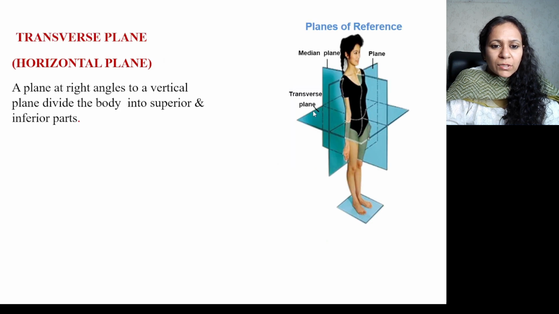Then there is a plane which is known as the transverse plane, as you can see here. The transverse plane is the horizontal plane. It is at a right angle to the vertical plane, and it is dividing the body into an upper part and a lower part, or you can say it is dividing into superior and inferior parts.